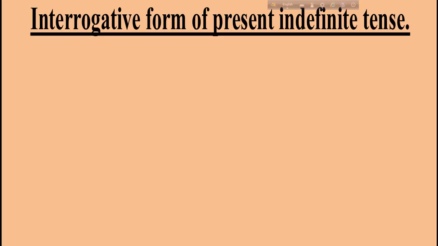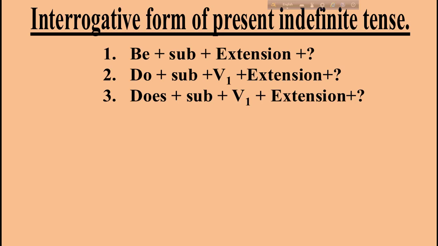Interrogative form of present indefinite tenses. 1, be plus subject plus extension plus note of interrogation. Number 2, do plus subject plus verb 1 plus extension plus note of interrogation. Number 3, does plus subject plus verb 1 plus extension plus note of interrogation.